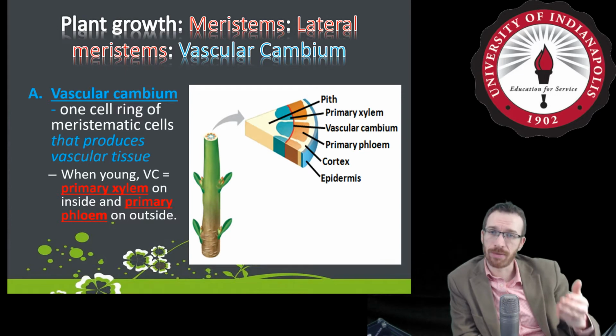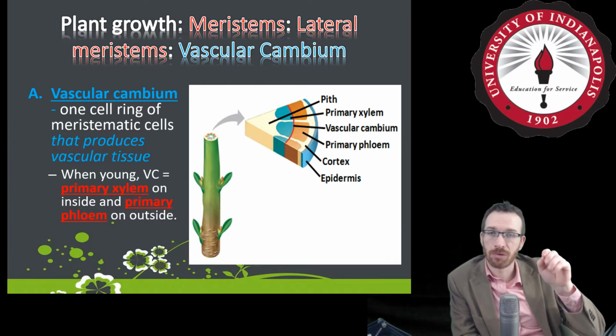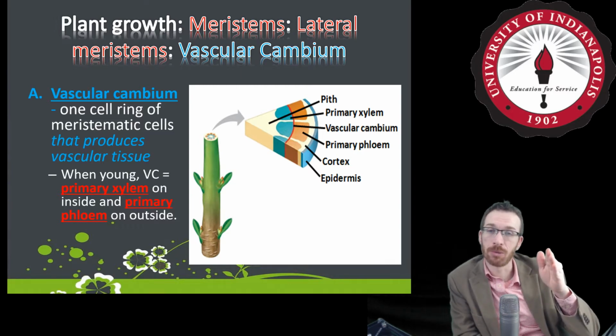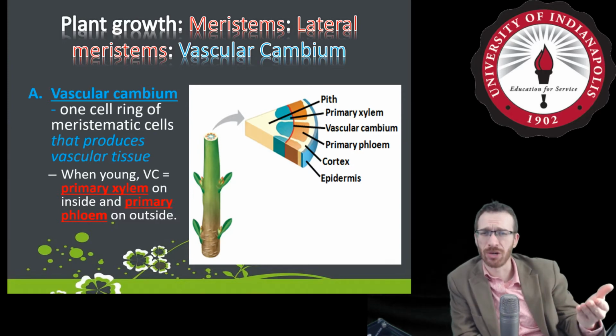And so as you can see from this diagram, this is in a baby seedling. You have that little red line in the middle. That's the vascular cambium. Vascular cambium is producing, as you can see in the orange, phloem to the outside. That's primary phloem. And then in the blue, primary xylem on the inside. That's in the first year, that's what it's producing.